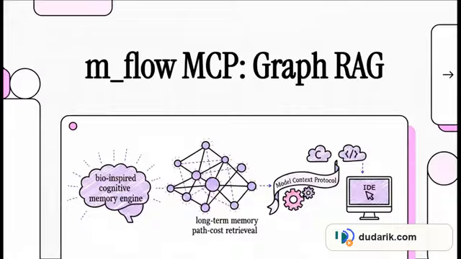Well, today we are unpacking an incredible open-source project called MFlow. It's a bio-inspired cognitive memory engine that completely replaces traditional vector similarity scoring with something way more powerful: path cost retrieval. And best of all, we're going to look at exactly how to plug this directly into your IDE using the Model Context Protocol, or MCP, with Claude Code.